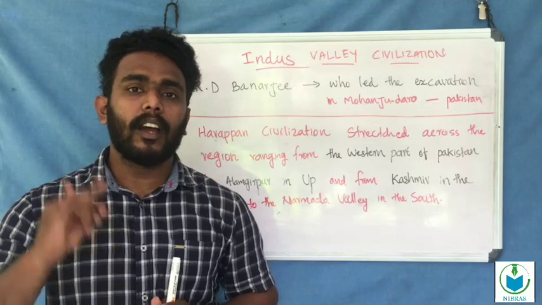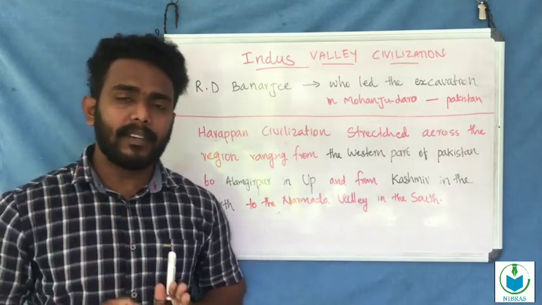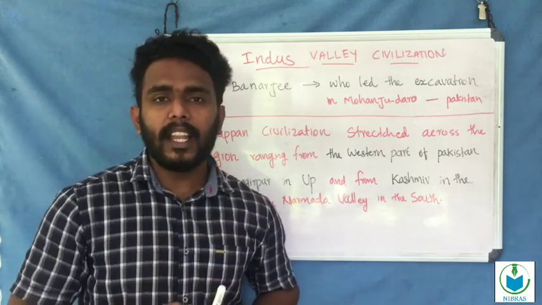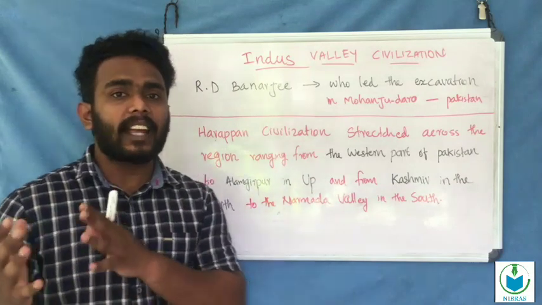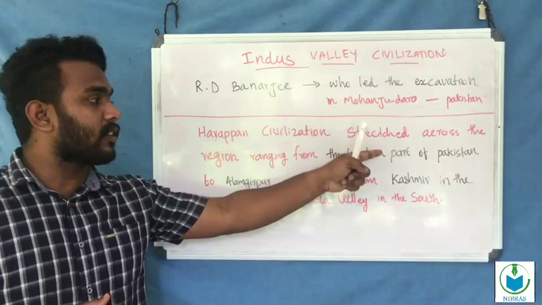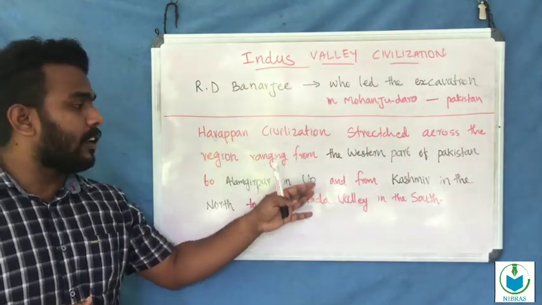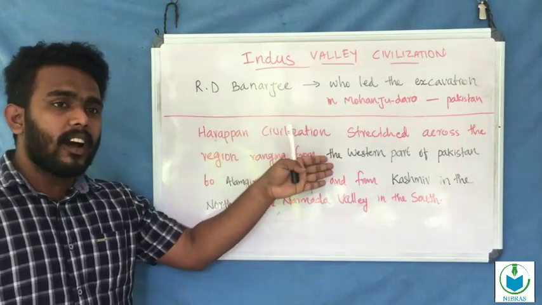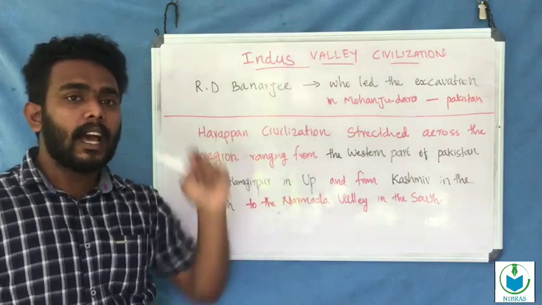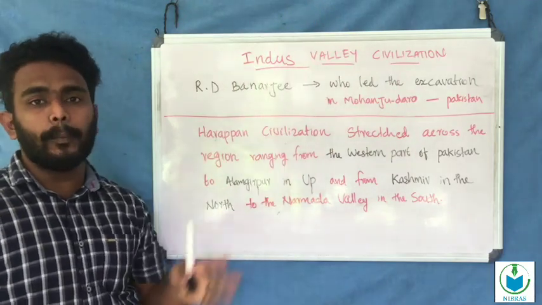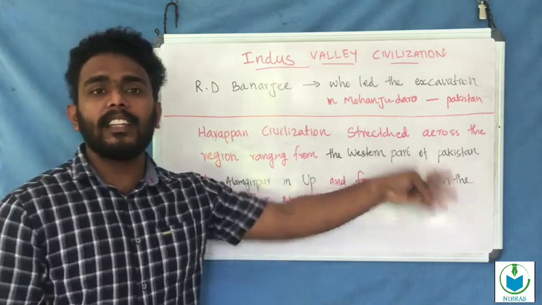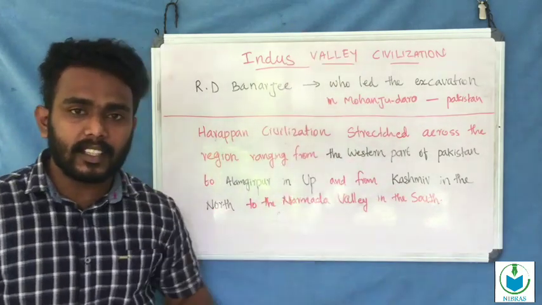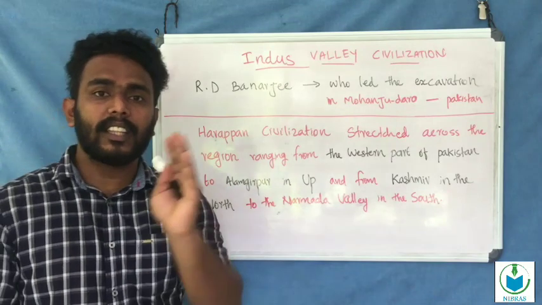Okay, the two main cities of the Indus Valley civilization, or the Harappan civilization, were Harappa and Mohenjo-daro. The Harappan civilization stretched across the region ranging from the western part of Pakistan to Alamgirpur in Uttar Pradesh, and from Kashmir in the north to the Narmada Valley in the south. That was the total map of the Indus Valley civilization.